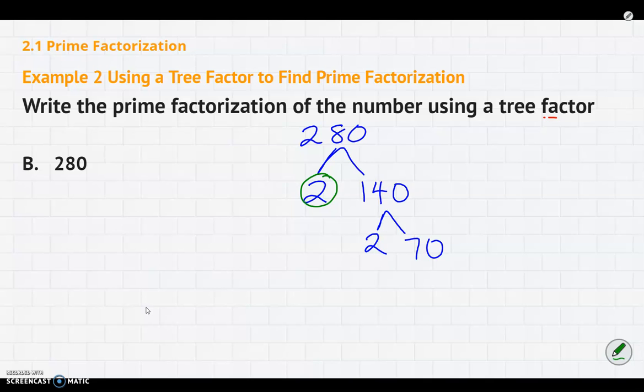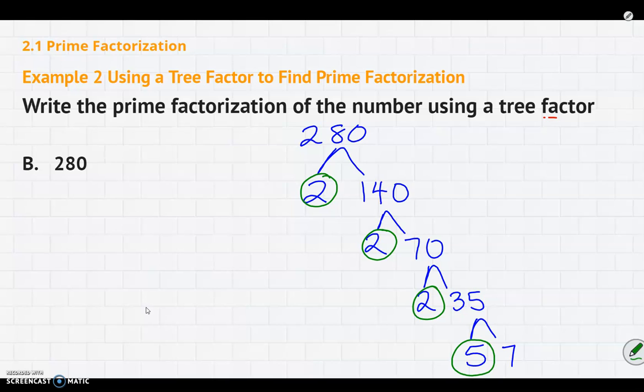Well, 2 is prime, 70 is not, so we keep going. That breaks into 2 times 35. 2 is prime. 35 is not because it ends in a 5, so I know that it can definitely be divisible by 5, and in fact that is 5 times 7. Now is 5 a prime number? Yes. 1 and 5 are the only factors. Is 7 a prime number? Yes. 1 and 7 are the only factors.